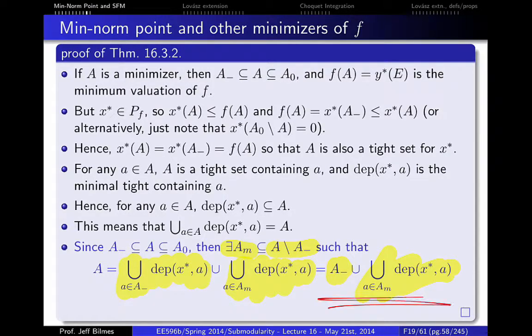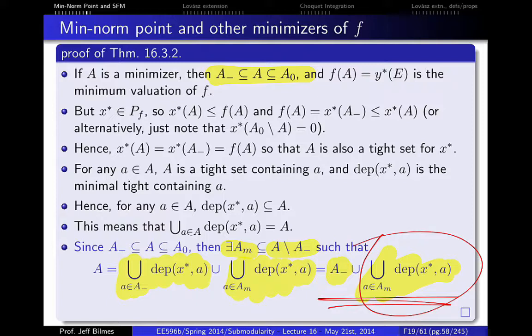It's this right-hand side. So now that does not mean that all 2 to the L elements A between A minus and A naught are minimizers. It has to be writable in this fashion. So it has to be these unions of these deps. So you can't just trivially take the Boolean lattice. You have to do it via these deps. So it's an exercise to come up with a counterexample where it's within the sandwich but not representable in terms of these deps, so it's no longer a minimizer.